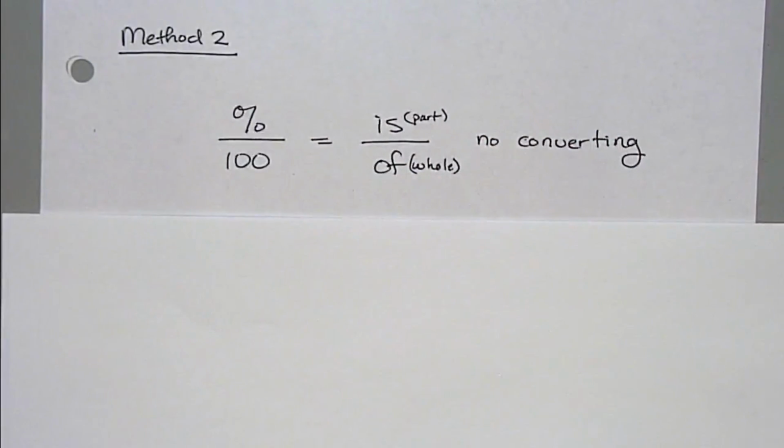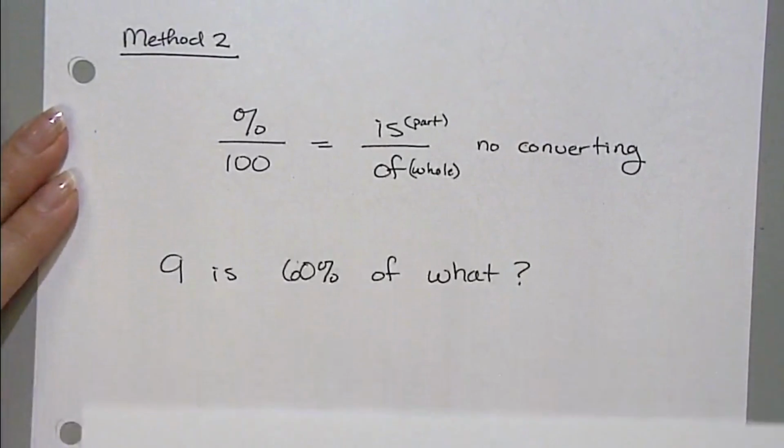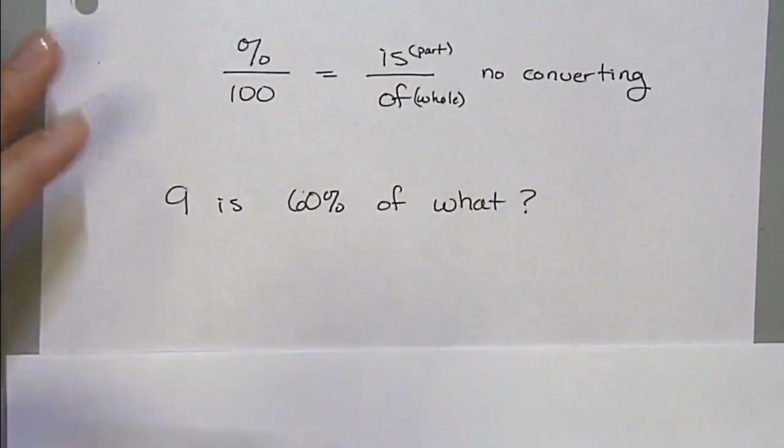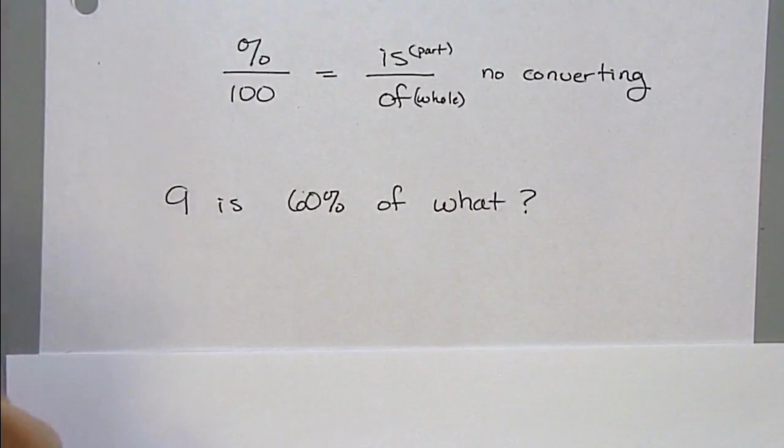Now, what I like about this method is that there's no converting of the percent. So you don't have to worry about, oh wait, is my answer still in decimal form or anything? No, it's the same thing. And so let's do the same 2 problems using this method. This is the same first one we did. 9 is 60% of what?